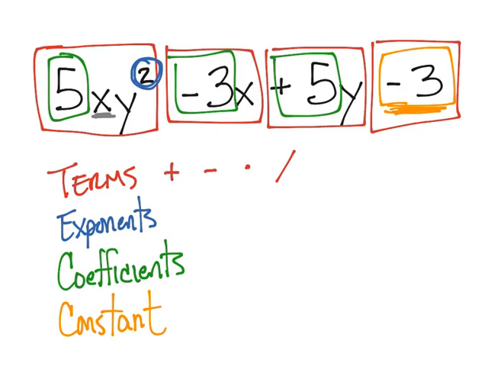And finally, we can simply examine our variables themselves. Again, variables are simply letters that represent values that we don't yet know. So in this case, we have the variables x and y.